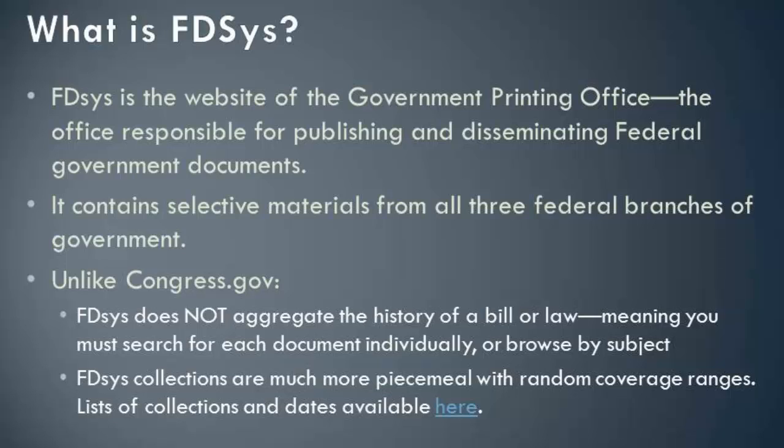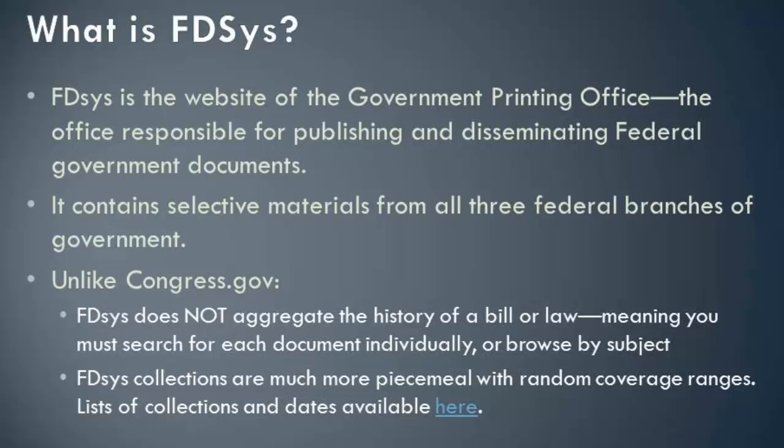So, for example, the United States Code and the session laws are all printed by the Government Printing Office and sent out. FedSys.gov is not as good as Congress.gov for legislative history. They have a lot of the same content, although Congress.gov tends to go back further. But FedSys is not organized the way that Congress.gov is.